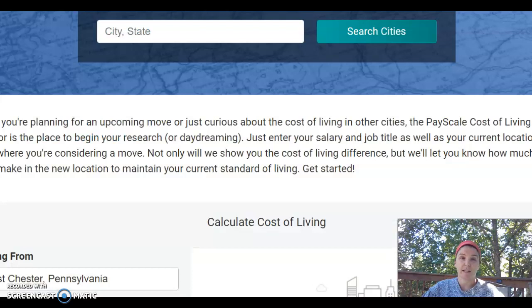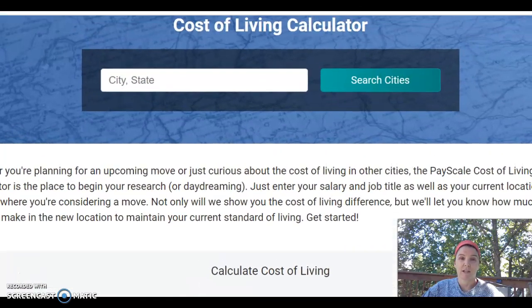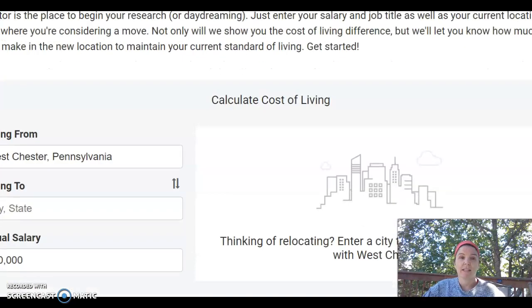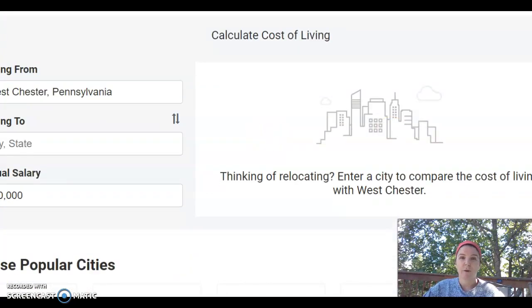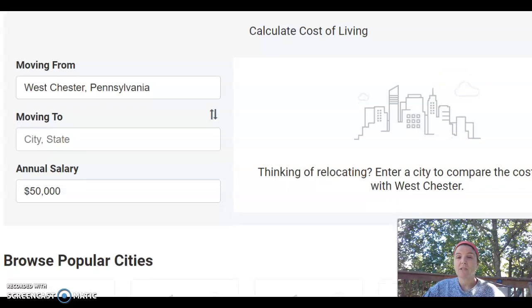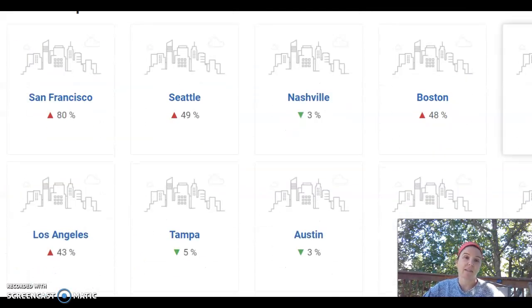So when you follow that link, it's going to bring you over here to this cost of living calculator. And one of the things you're going to notice is it's got a couple different sections. Right here, kind of in the middle, I already filled in that I'm moving from Westchester to somewhere else, but it also has default cities down here at the bottom.